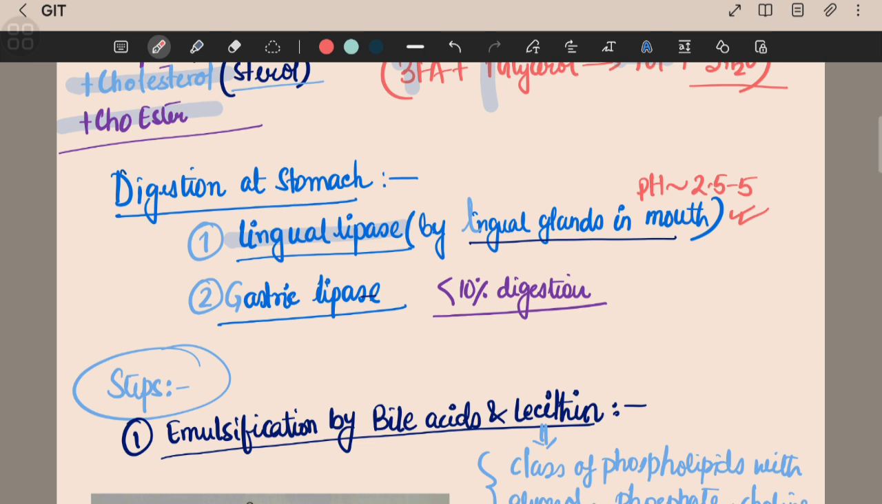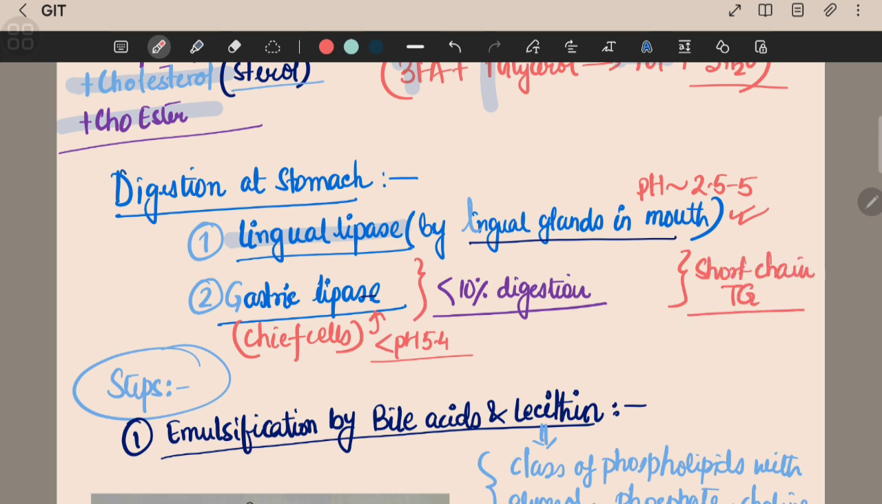Similarly, certain cells, mainly the chief cells in the stomach, produce gastric lipase. This lipase has an optimum pH that should be less than 5.4. At that pH there is digestion, but only a very small amount, about 10%. What are digested are basically the short chain triglycerides, which are present in milk, butter or ghee. So these mainly digest short chain triglycerides.